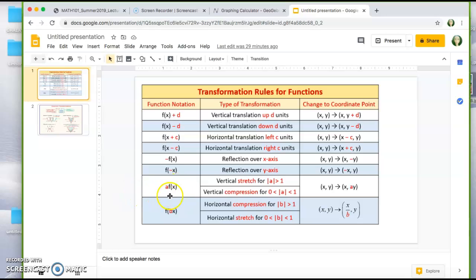Then here we have a constant being multiplied by a function. When a coefficient multiplies the function, we do a vertical stretch if that coefficient is greater than 1, and we do a vertical compression if our coefficient is between 0 and 1. So if the coefficient is a decimal or a fraction, the graph is going to get wider. Then we have f of b x, where the coefficient is inside the function: we would have a horizontal compression if b is greater than 1, or a horizontal stretch if b is between 0 and 1.